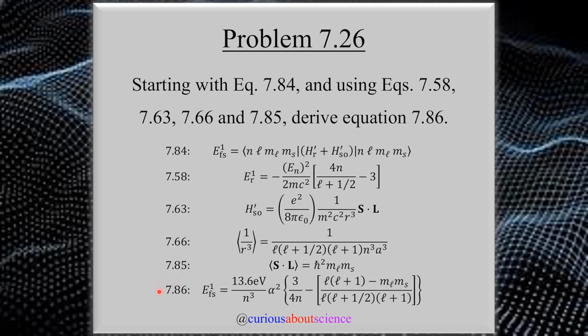The goal is to end up at 7.86, which is the fine structure correction. You see that one up there, so we know it's first order. And we see that we get a formula here that relates to the magnetic orbital momentum number and the magnetic spin number, as well as the orbital angular momentum number, L. So we see we got quite a bit going on. Not to mention our friend, the principal quantum number, N.